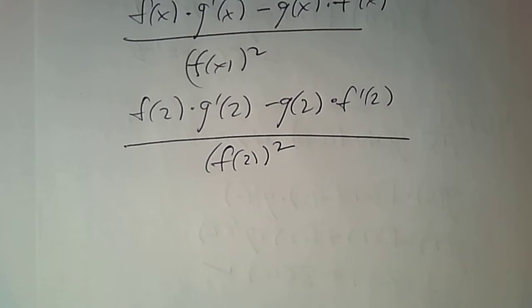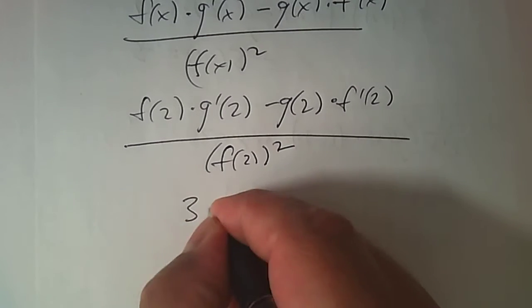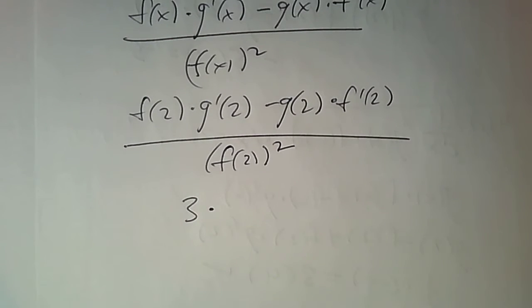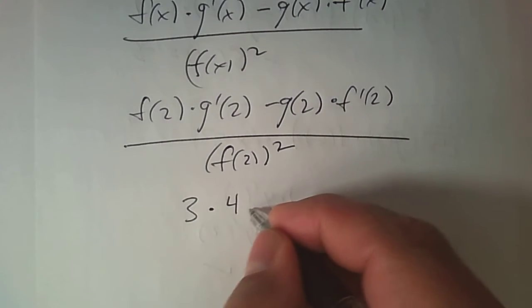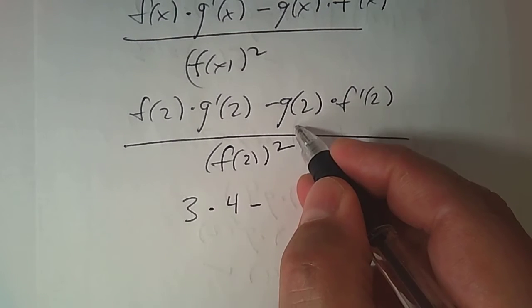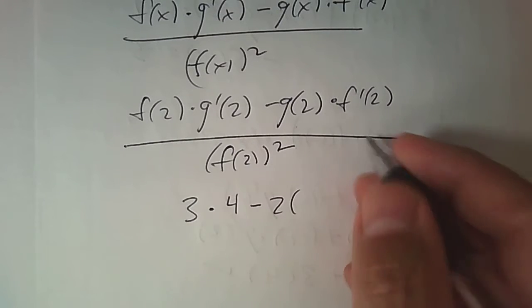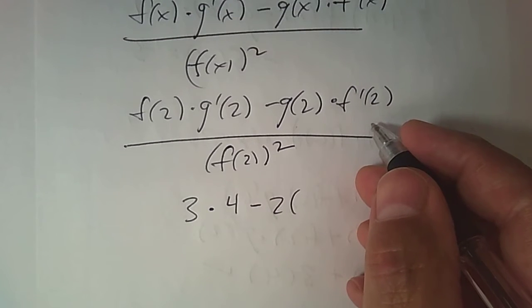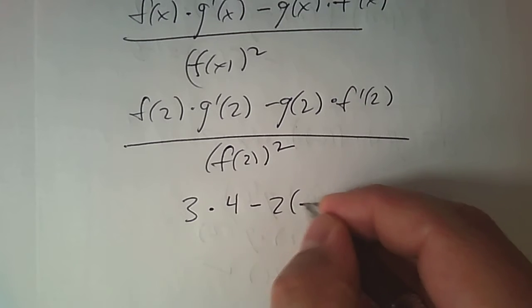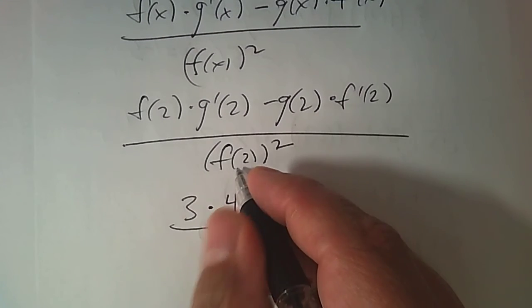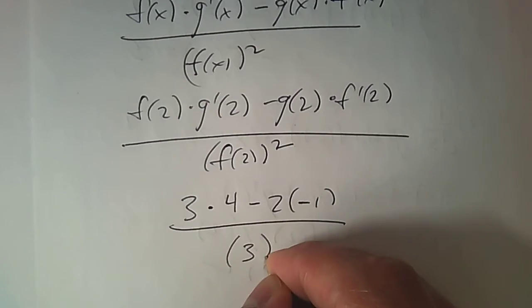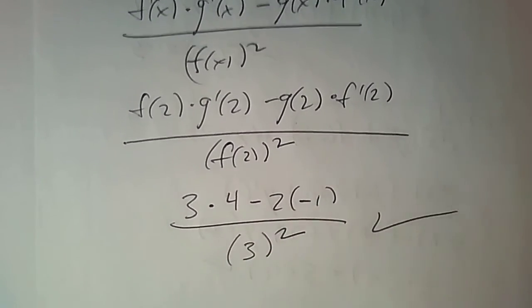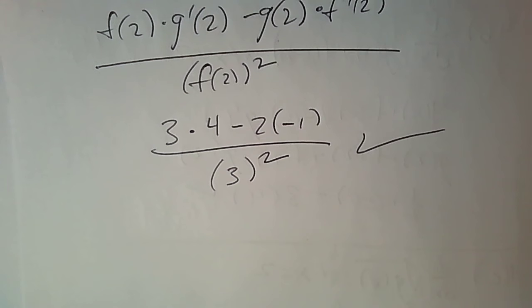So the value of f at 2 is 3. The derivative of g at 2 is 4. The value of g at 2 is 2. The derivative of f at 2 is negative 1. And then the value of the function f at 2 is 3, and you square it. Done. So do you know the rules?